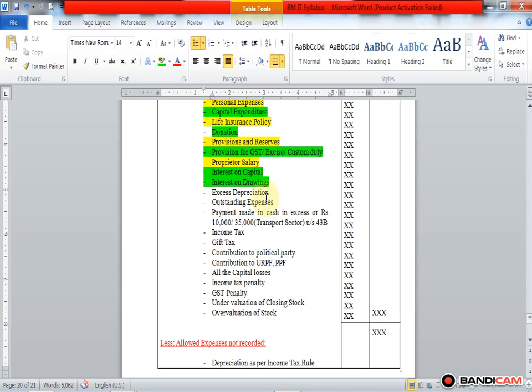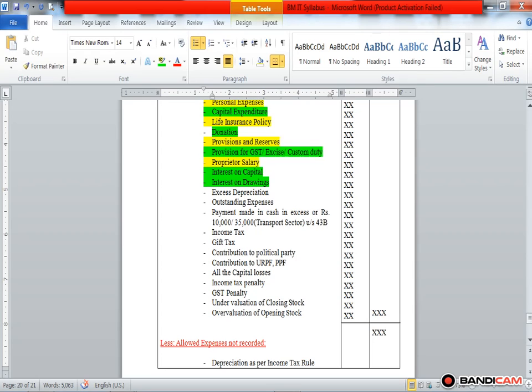Undervaluation of closing stock and overvaluation of opening stock. Overvaluation of opening stock is disallowed. Okay, so all these expenses are disallowed because these expenses are not related to the business, and some expenses do not follow the sections of the Income Tax Act 1961. So all these are disallowed expenses, and we add all these expenses to our net profit.